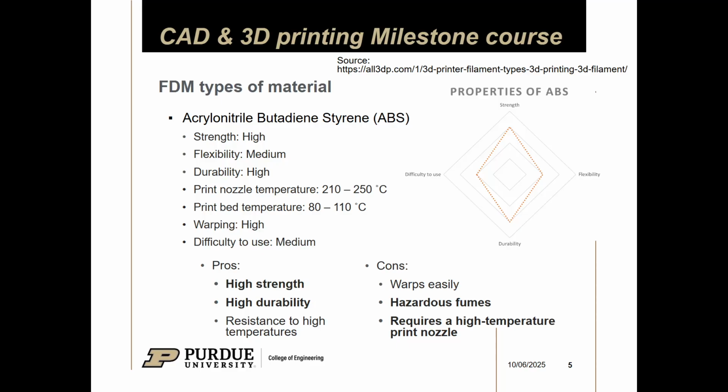You typically want an enclosed printer for ABS because it tends to warp. I talked about warping last week, where it will curl up, and ABS has a tendency to do that if you don't have high ambient temperatures. So this has insulation and stuff like that to make sure it's nice and toasty and it prints pretty nicely.